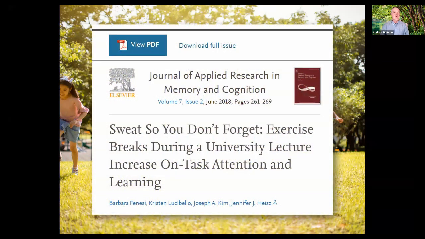It's a great study. The researcher's name is Barbara Fennessy. And it's got this really memorable name. The study is called Sweat So You Don't Forget. So it'll be really easy to look that up. I hope you enjoy it as much as I do. It's a great study. So I go and I look it up. And by the way, if you're interested in how we find things, it's actually not as hard as it might seem. So let me know and I can give you some tips on that.